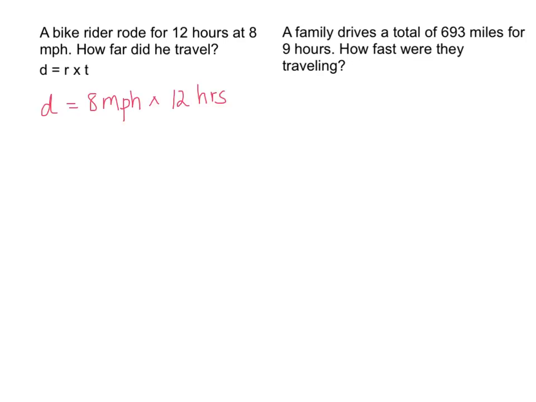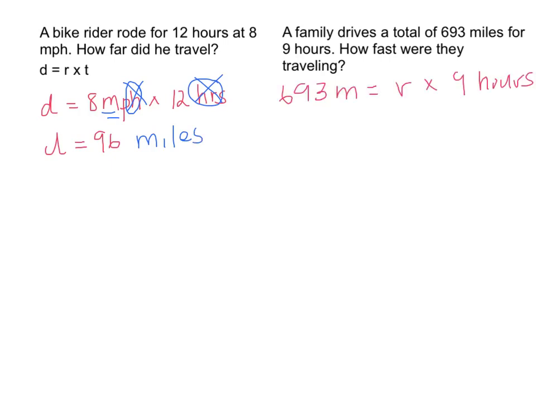Okay, on the first problem, we have distance is our unknown quantity. We have 8 miles per hour times 12 hours. All we need to do is multiply 8 by 12. That is going to give us 96. And then we're going to look at the units. I have hours here and hours here. So those are going to cancel. That will leave us just with miles. So our distance will be 96 miles.